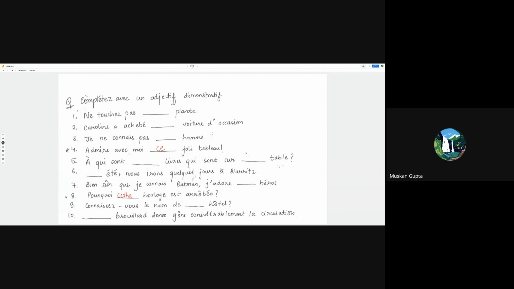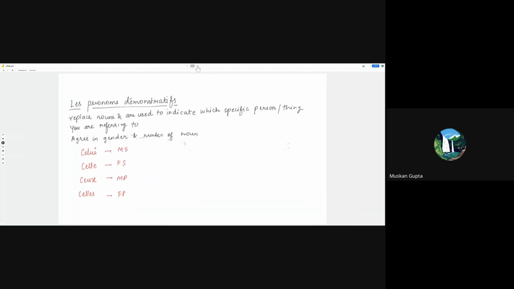Okay, moving on to pronoun demonstrative. That's our main topic for today. For pronoun demonstrative, we have indefinite and definite. In your syllabus, it's not separated, but you should know. Like I said, adjectives demonstrative are used to modify a noun. They're always placed before the noun. Here, pronouns replace the noun.